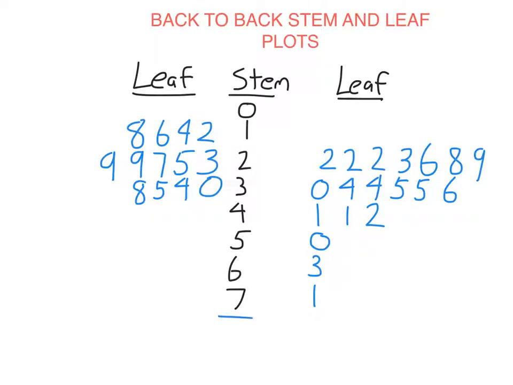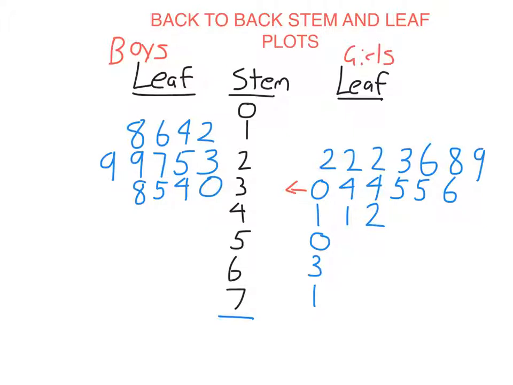You have the stem in the middle always and two leaves. Each leaf is representing a different data set. We always start from the center, so lower scores, lower numbers, are closer to the stem. And remember, stem and leaf plots need to be ordered. Let's say that this side represents boys and the other side represents girls, their time in a race.